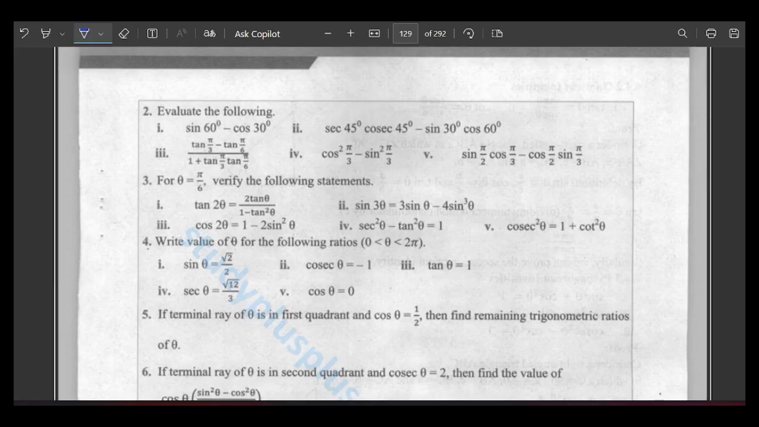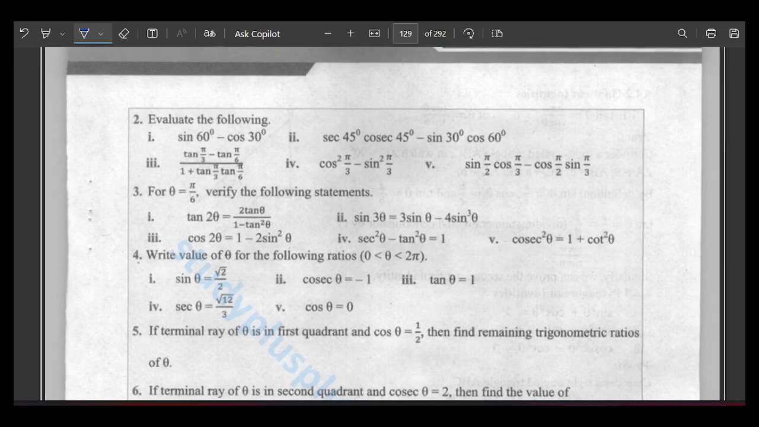Now let's move on to question number 3. For theta being pi by 6, verify the following statements. What does this basically mean? It means that if the theta is 180 by 6, we divide that and it gives us 30. So we need to verify the following statements.